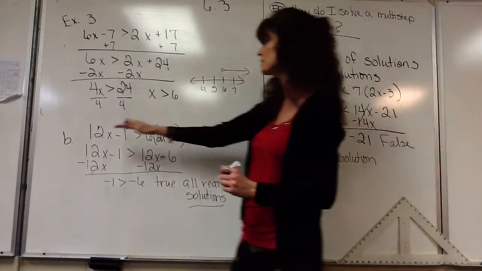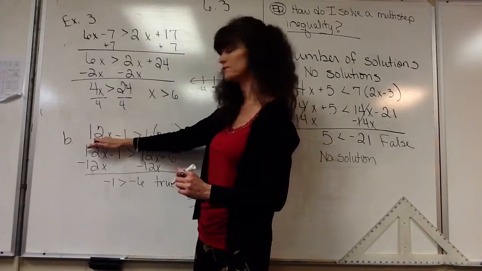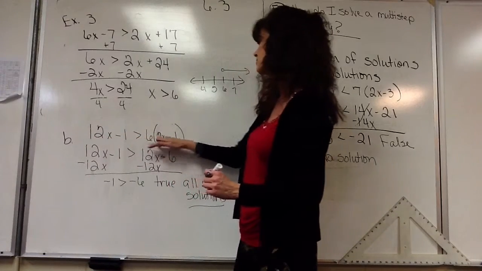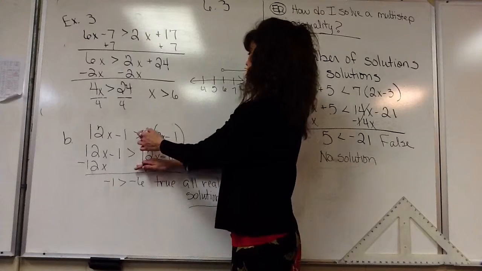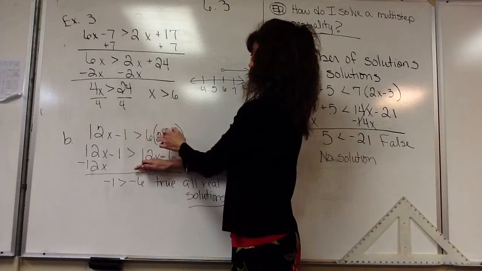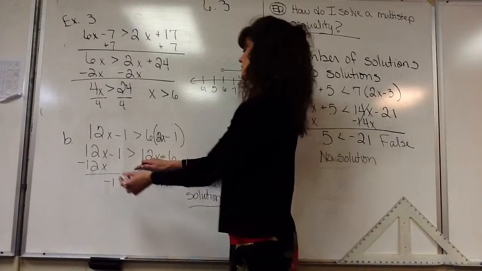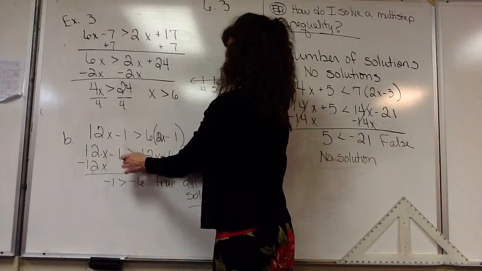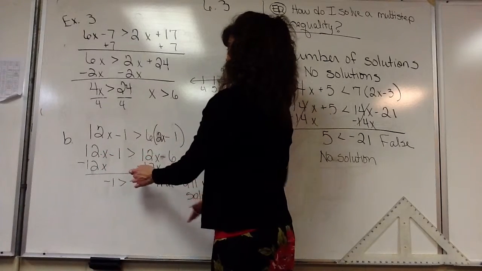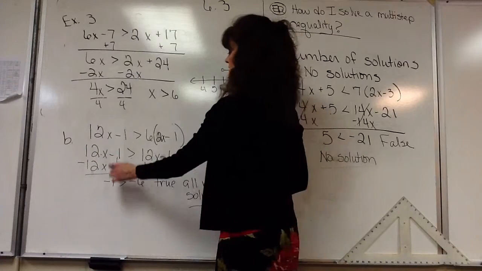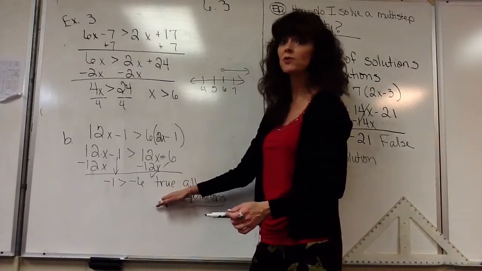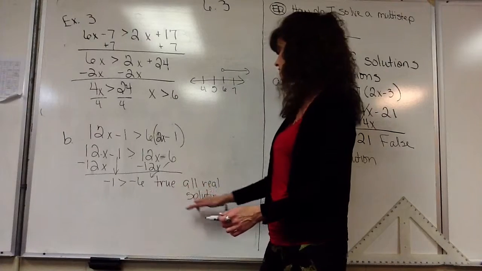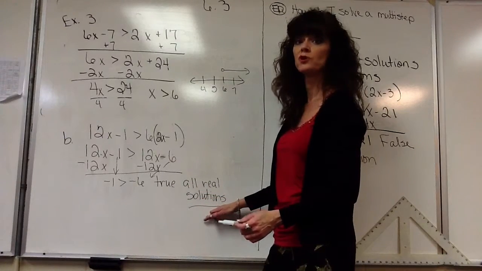However, let's look at B, where I have 12x minus 1 is greater than 6 times 2x minus 1. Once again, we're going to use distribution. 6 times 2x is 12x. 6 times negative 1 is negative 6. So we have 12x minus 1 is greater than 12x minus 6. Subtract 12x from both sides. We're left with negative 1 is greater than negative 6, which is true. Negative 1 is greater than negative 6. So my solution will be all real numbers.